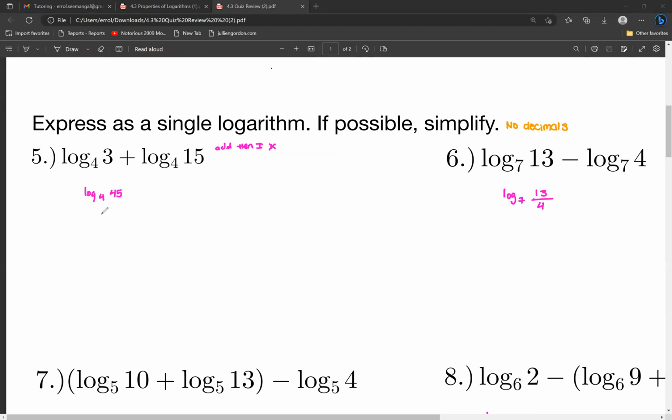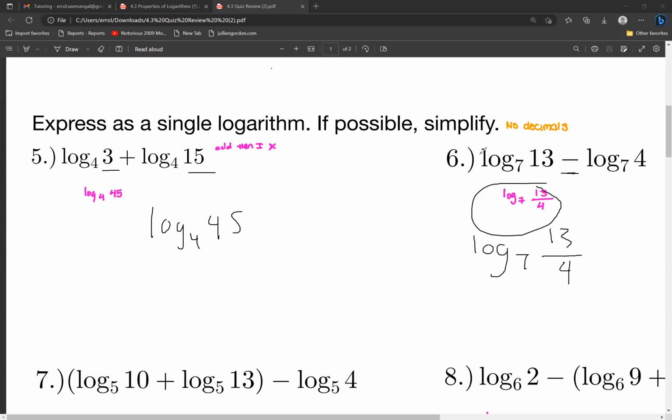So log 4, just multiply that one and that one. Log 4, 3 times 15 is 45. And then 6, same idea, except it's not multiply, it's dividing because we have a minus sign there. So log 7, 13 over 4. Yeah, what you got right there. That's 5 and 6. Now 7 and 8.